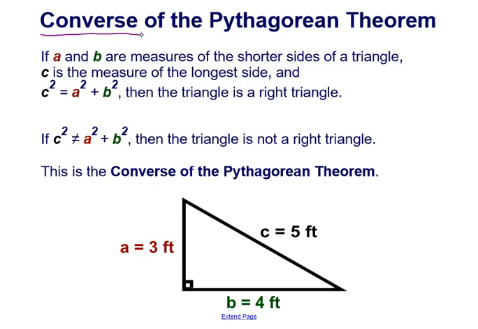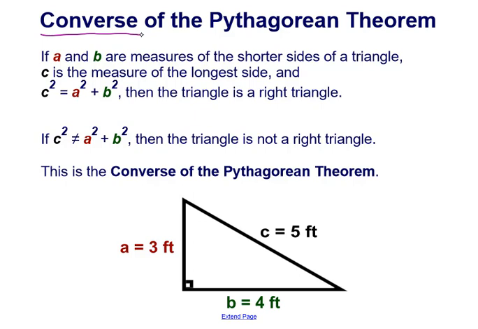Formally, this says that if A and B are measures of the shorter sides of a triangle, and C is the measure of the longest side, and C squared equals A squared plus B squared, then the triangle is a right triangle. And also, if C squared does not equal A squared plus B squared, then the triangle is not a right triangle. Again, this is the converse of the Pythagorean theorem.